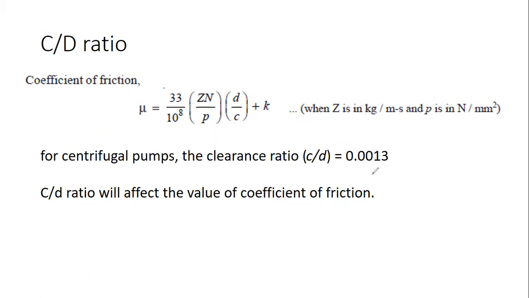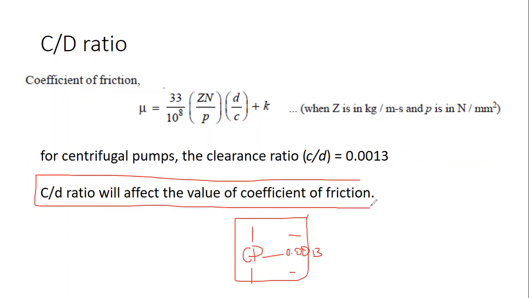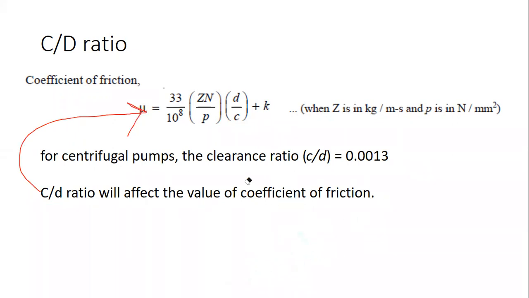So usually in this table, you will find that for a particular machinery, like for centrifugal pumps, the C by D ratio is 0.01013. Same way for other machineries also in the design data book, you will be able to find the values. So like I said, C by D ratio will obviously affect the value of coefficient of friction. That's why it needs to be chosen properly.